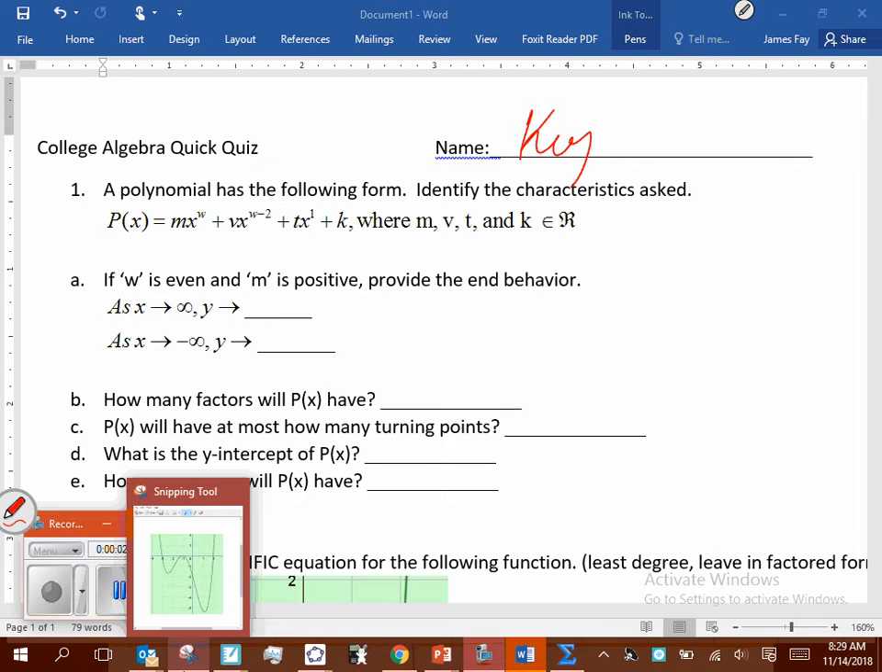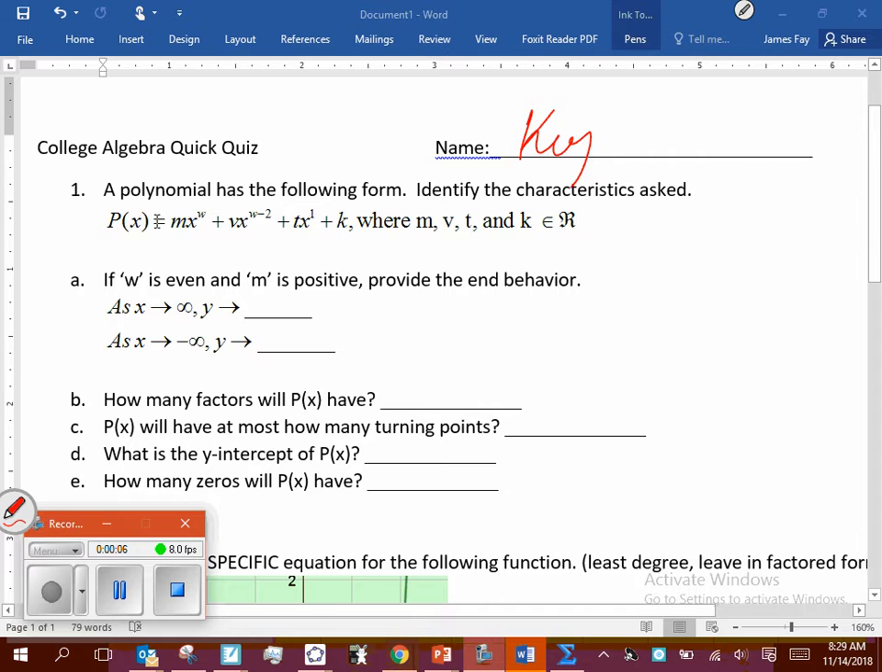All right, guys, let's walk through this real quick. So we've got a polynomial, P of x is equal to m times x to the w plus v times x to the w minus 2 plus t times x to the 1 plus k, where m, v, t, and k are real numbers. Okay? It says if w is even and m is positive, provide the end behavior.